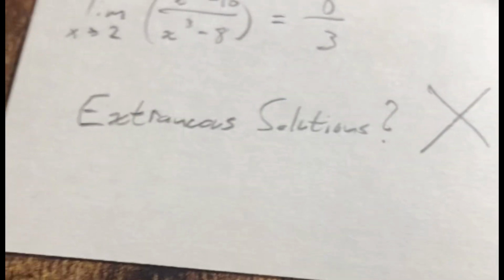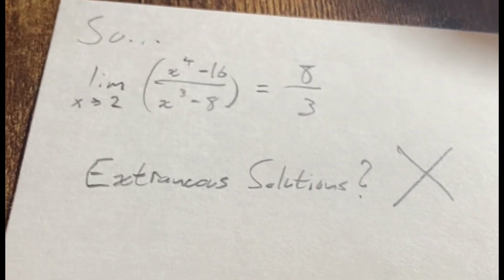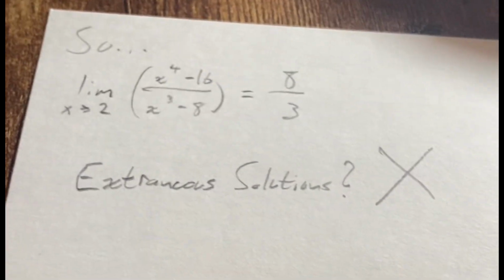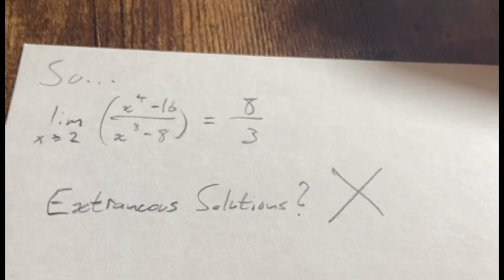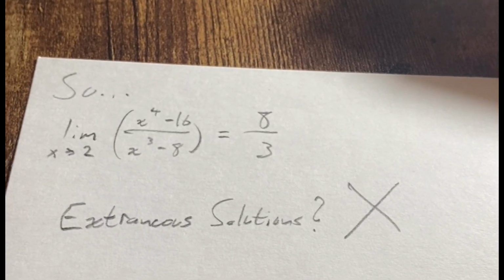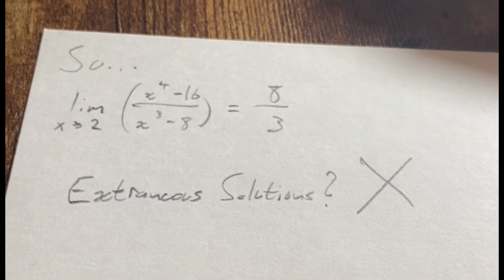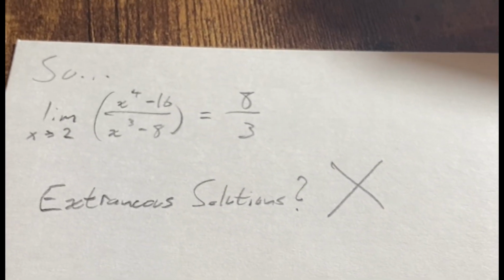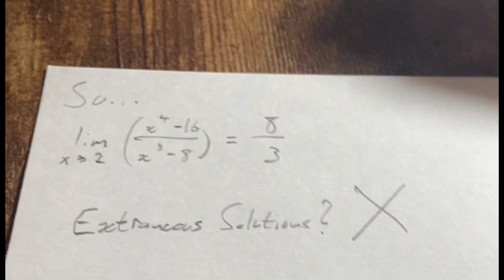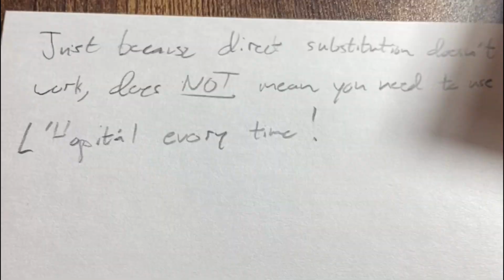Remember that because we're dealing with a limit, extraneous solutions aren't really an issue because we're only dealing with function behavior as it approaches a set value, and we're not worried about the actual solution point, which of course doesn't exist at x equals 2 for this function, which is why we could get away with reducing terms and not worrying about extraneous solutions.